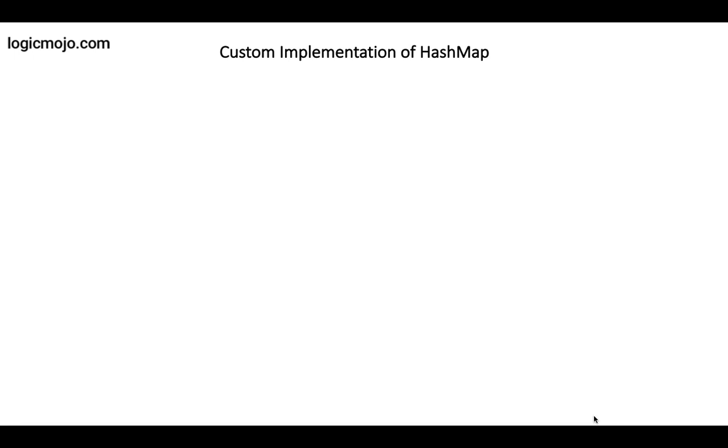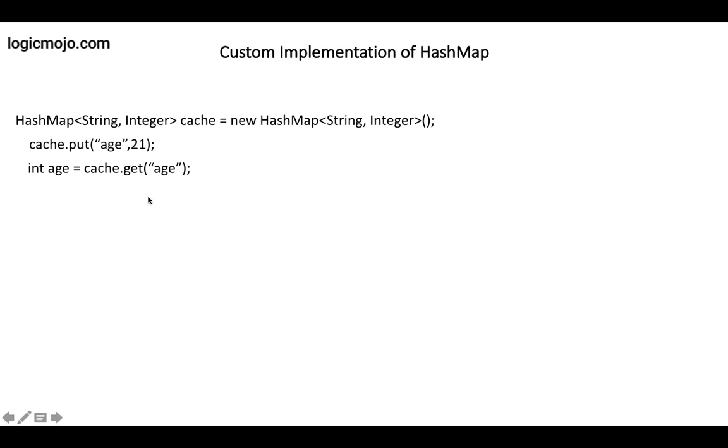A custom implementation of the HashMap means that you need to write the code the way Java has designed the HashMap. But before going into that, let's understand how HashMap actually works. This is a HashMap that I've created. As you can see, we have the key as a string and the value as an integer. And as we all know, we have two standard functions in HashMap, that is put and get.